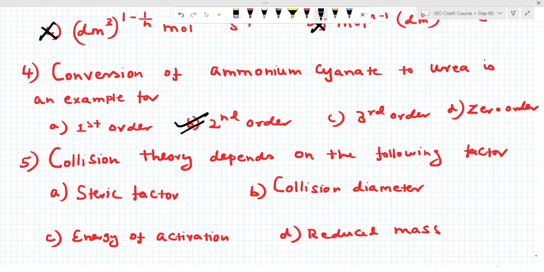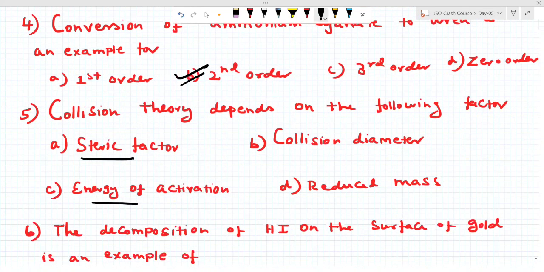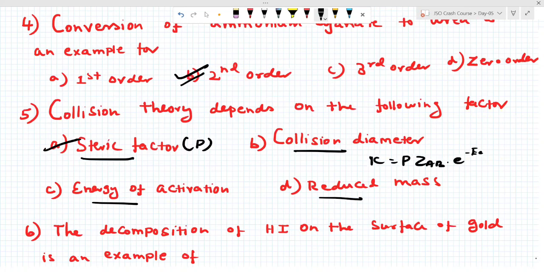Okay, next: collision theory depends upon which of the following factors: steric factor, activation energy, reduced mass, collision diameter? Which is the factor? Steric, that is called P. Remember the steric factor: k is equal to P into Z AB into e power minus Ea by RT.